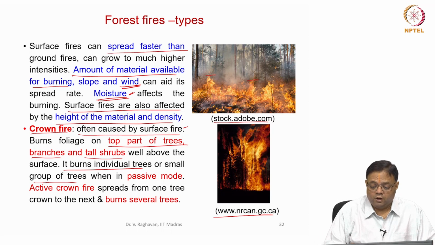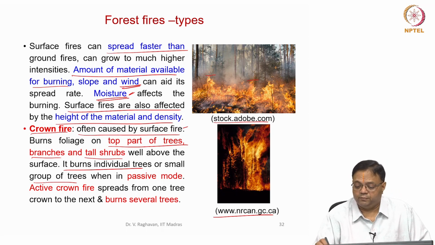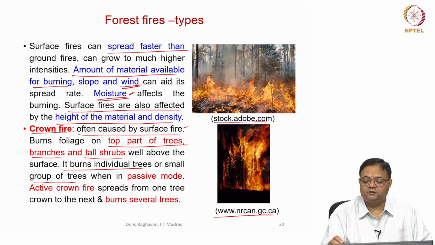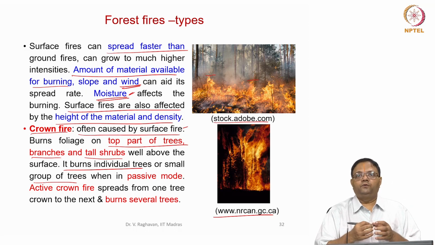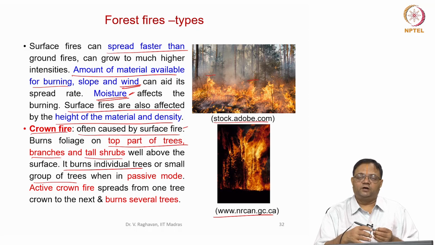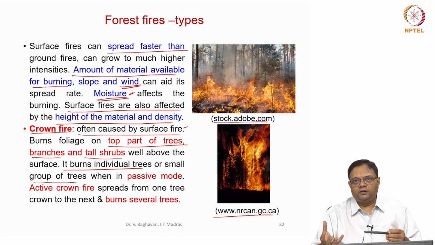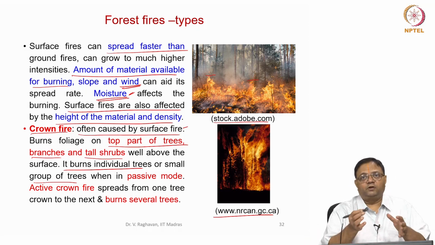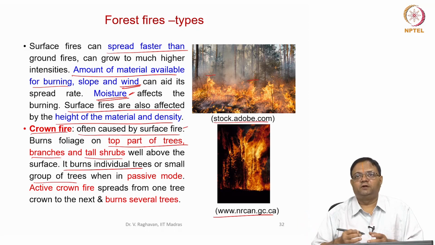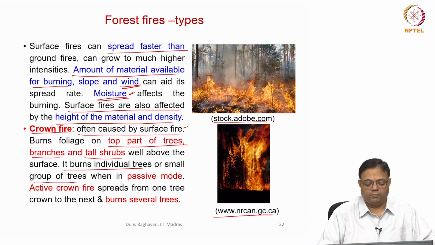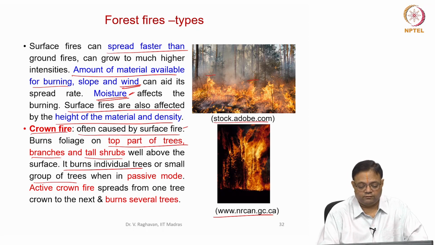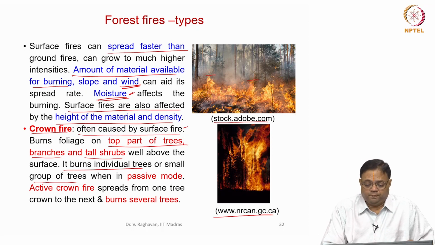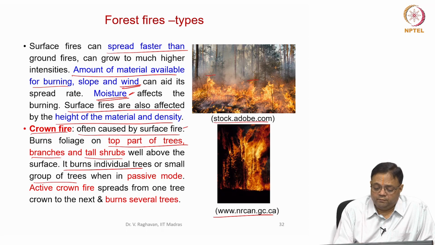Okay, so for example, if there are slender tree trunks which are closely neighbored with each other, then once the surface fire forms, the tree group can burn as one entity. Or if the separation distance between these trees is more, then individual trees can burn. So these are the two things. Then it burns individual trees or a small group of trees when in passive mode.